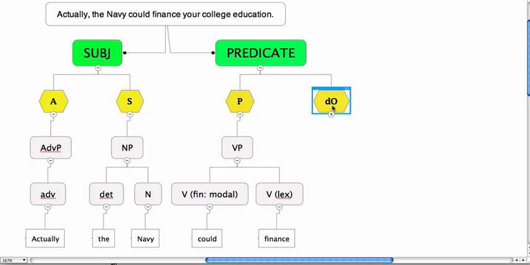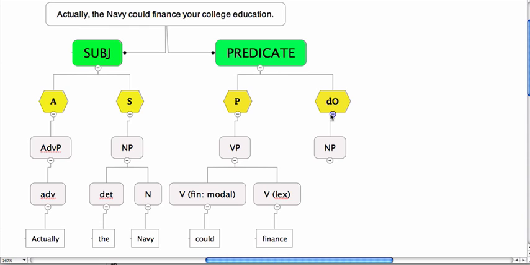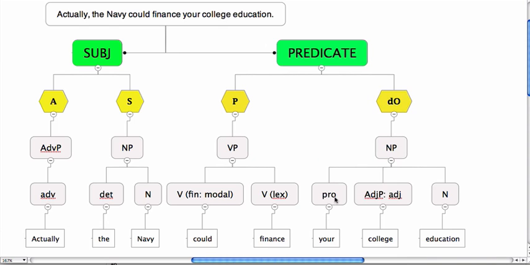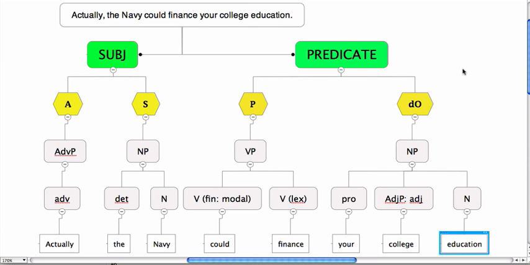Looking at the direct object, it's realized as a noun phrase. Now this noun phrase isn't as complicated, so instead of determining a pre-modifier, head, and post-modifier, I'll just take a shortcut here and state it. So there's a pronoun, "your," there's an adjective phrase realized as an adjective, "college," and a noun, which is "education." And that's the completion of this syntax tree.